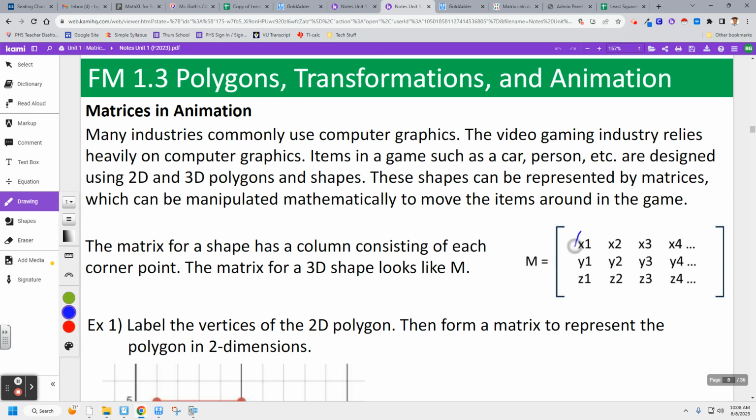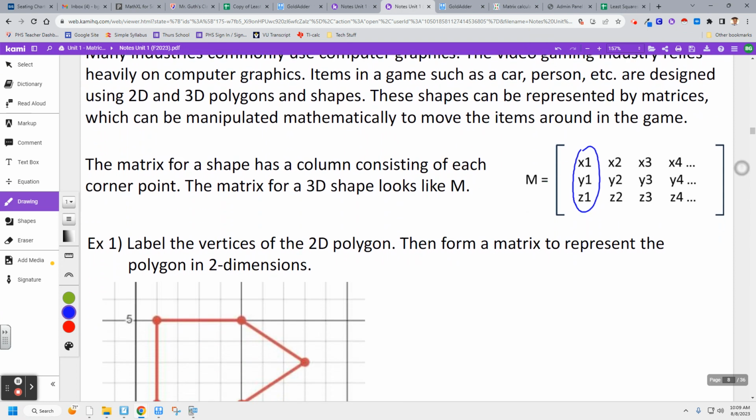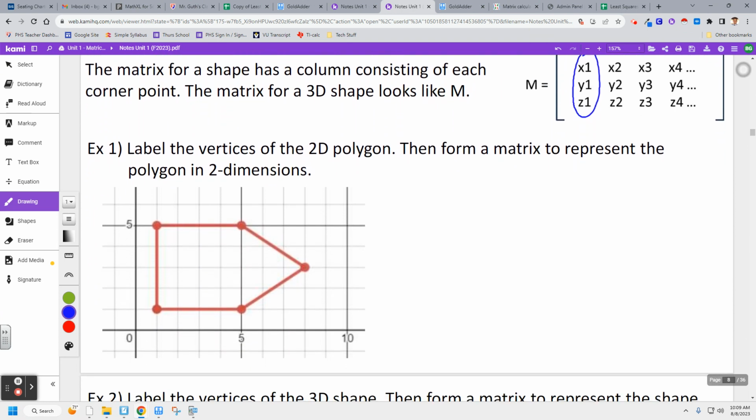So this right here is one point of the polygon. Notice it goes down: X, Y, Z. So that would be the three-dimensional shape, or I guess that would just be a point. So here's a two-dimensional shape. Maybe it'd be a little bit easier to think about 2 dimensions rather than 3. Label the vertices of the 2-dimensional polygon, then form a matrix to represent the polygon in 2 dimensions.